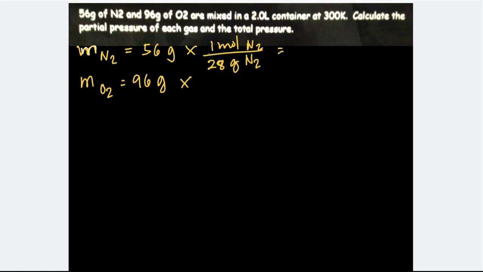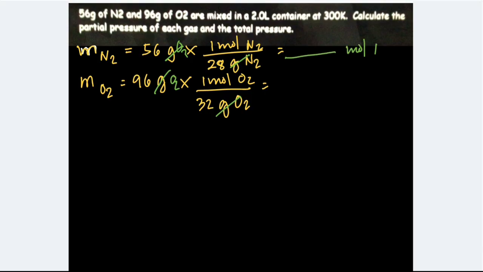And then how about oxygen? What's the molar mass? 16 times 2, so 1 mole of oxygen per 32 grams of oxygen. Now let's calculate this. So grams cancel out, and we'll be left with moles. So 56 divided by 28, that is 2, right? Then 96 divided by 32, that is 3.